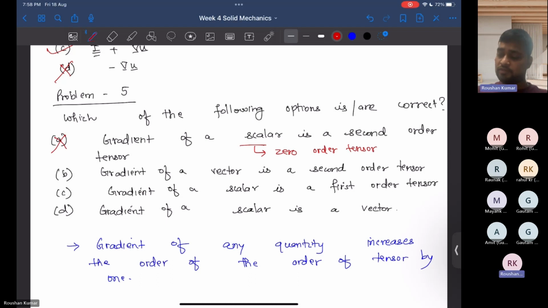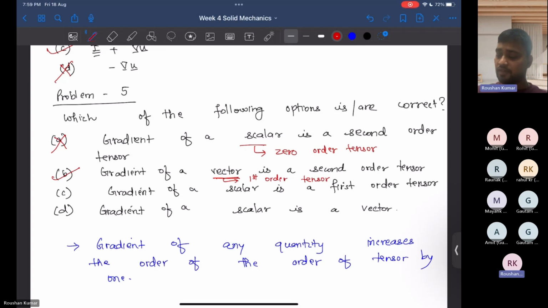Now the next question: gradient of a vector is a second order tensor. Is it correct or not? A vector is a first order tensor, and if we take the gradient of this vector, it becomes a second order tensor, which is correct.